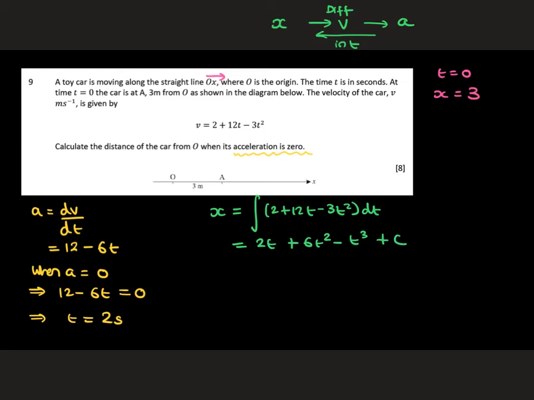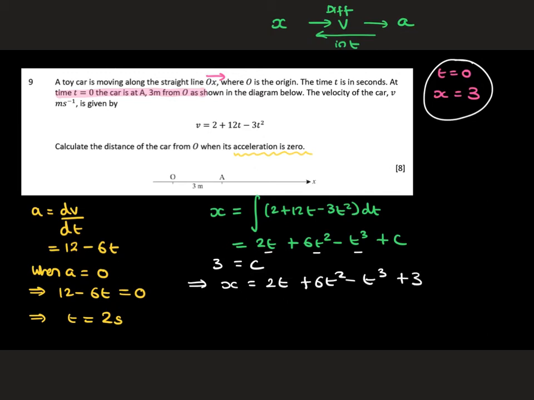Now, to work out the value of the constant, we know that at time t equals 0, the car is at A, 3 metres from the origin. We wrote down that information over here. So we know that 3 is equal to, well, t is 0, so these 3 terms containing t will cancel, leaving us with c equals 3, and we have a general expression for the distance, which is x equals 2t plus 6t squared minus t cubed plus 3, the displacement, sorry.